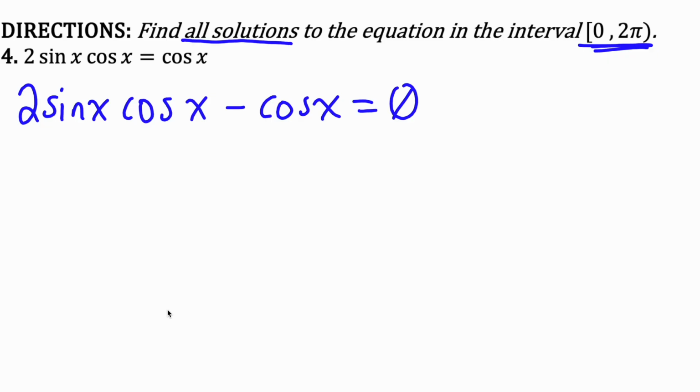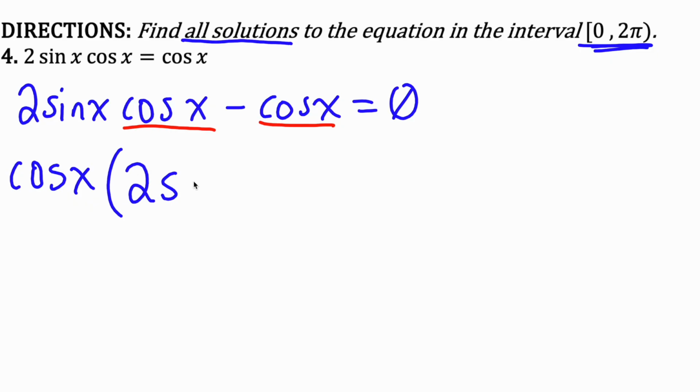The alternative to dividing is factoring. A lot of times people say divide when they mean factor, but we will now factor out a cosine. Cosine x. Both of these terms have a cosine that we will take out. So what am I left with? I factored out a cosine.